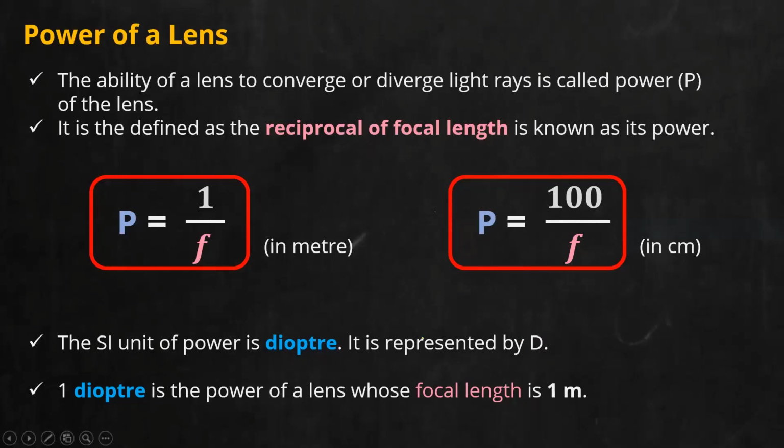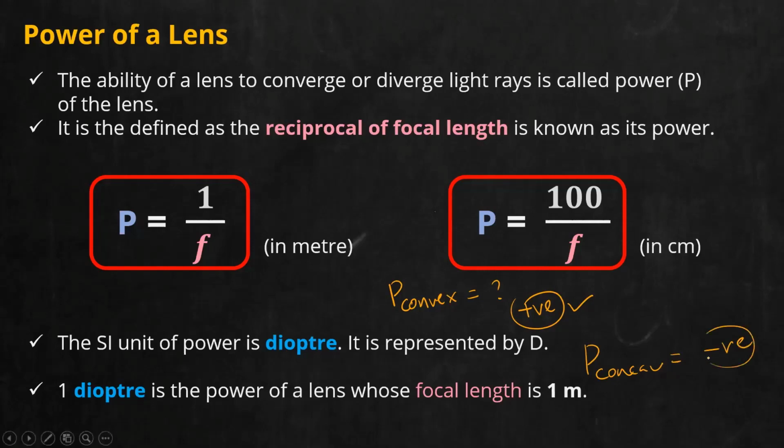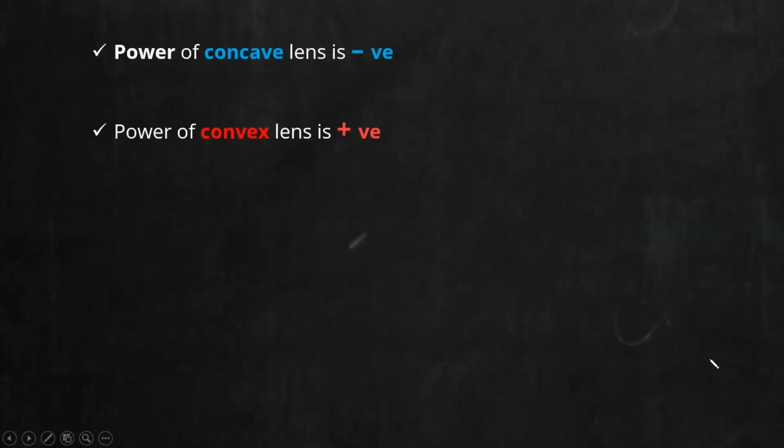You know, focal length for concave and convex lenses can be positive or negative. So if that is the case, power can also be what? Positive or negative, because power is the reciprocal of focal length. So can you tell me the power of a convex lens, positive or negative? Positive. Why? Because the focal length of a convex lens is positive, so the reciprocal is also positive. And the power of a concave lens will be negative. So write it down: power of a concave lens is negative, power of a convex lens is positive. Learn it by heart right now.